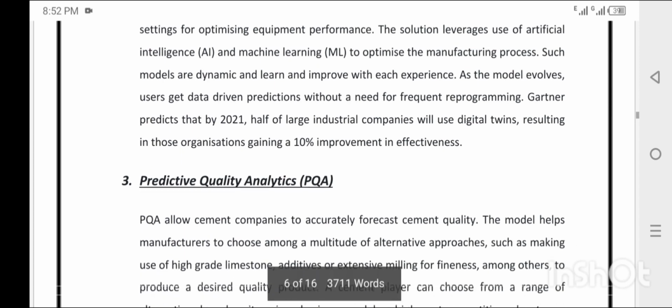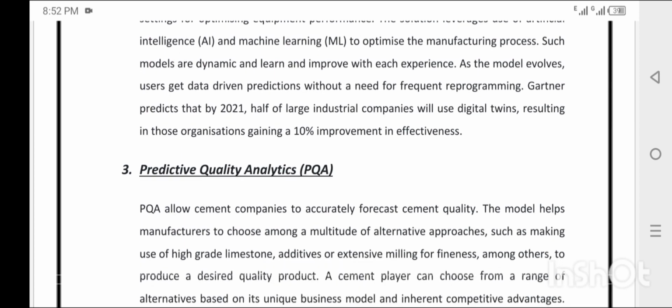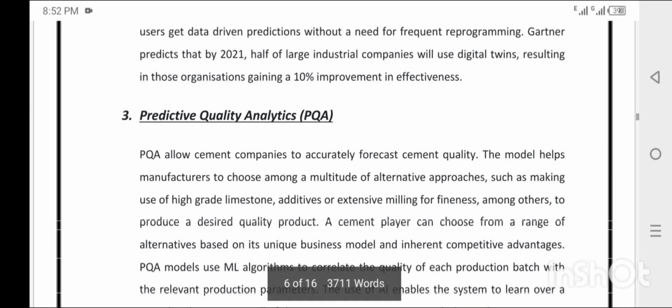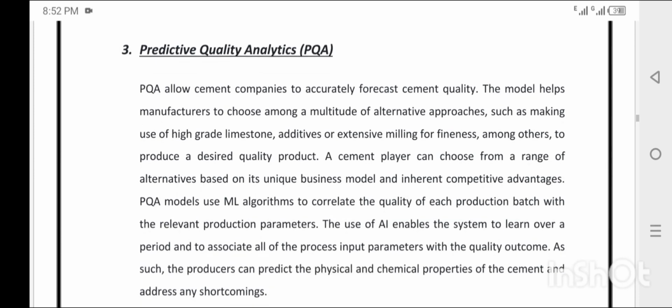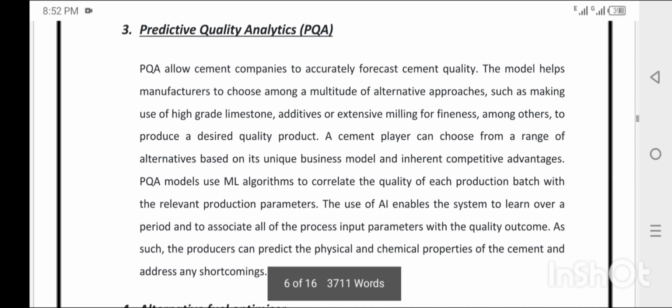Now, third point is predictive quality analytics. It allows company for the accuracy of cement quality. These models help manufacturer to choose alternative approach, such as high grade limestone. They use a range of alternatives approach. Predictive quality analytics use machine learning algorithm to correlate the quality of production, and artificial intelligence enable a system to learn over the period.